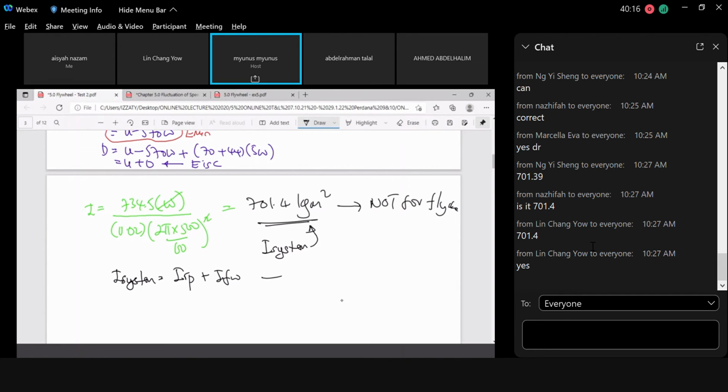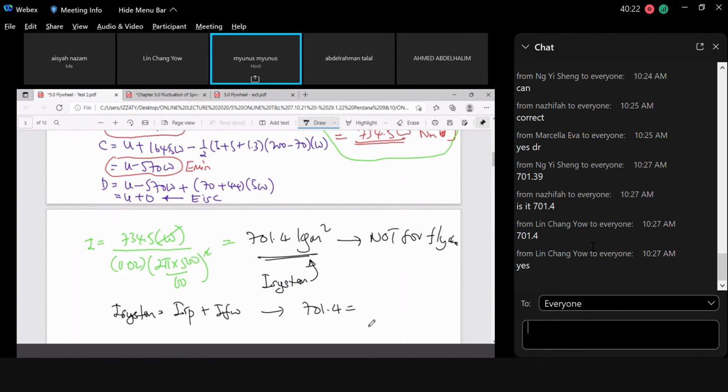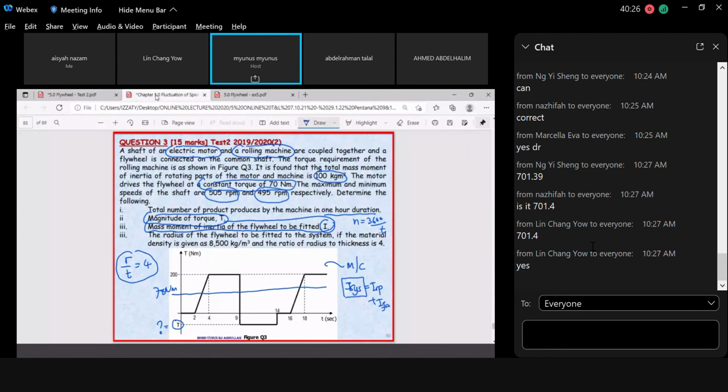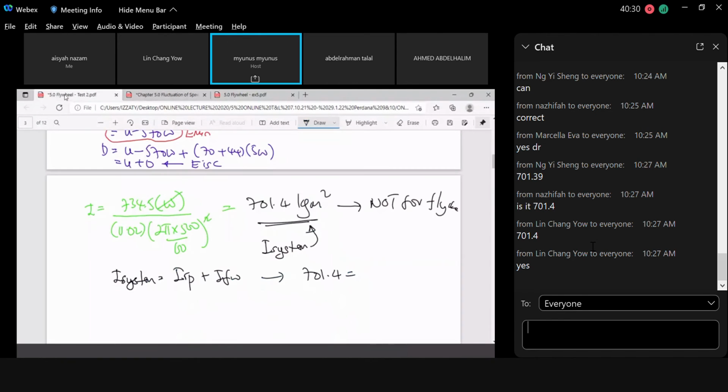Or in other words, you have 701.4 is equal to the I rotating part. What is the I rotating part just now? The I rotating part is given by 100. You put it here, 100, plus the I flywheel. So this is the I flywheel now. Therefore, your I flywheel is basically 601.4 kilogram meter square.